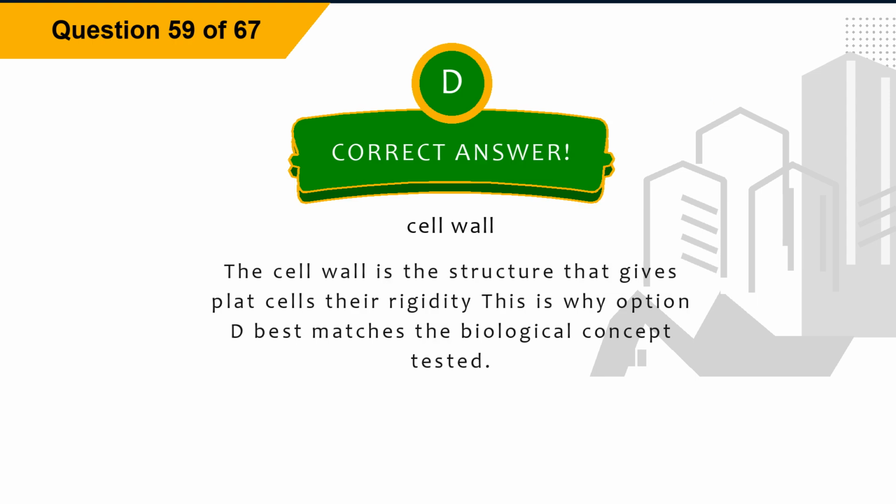Explanation: the cell wall is the structure that gives plant cells their rigidity. This is why option D best matches the biological concept tested.